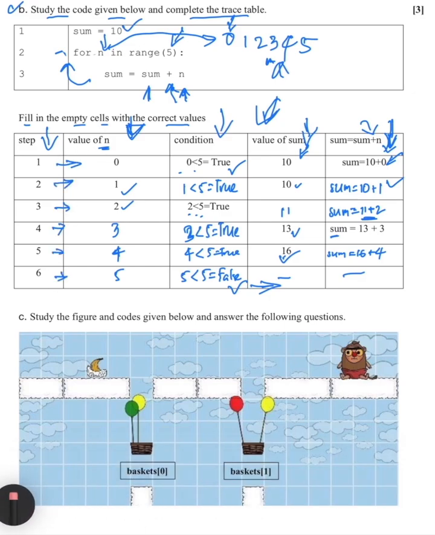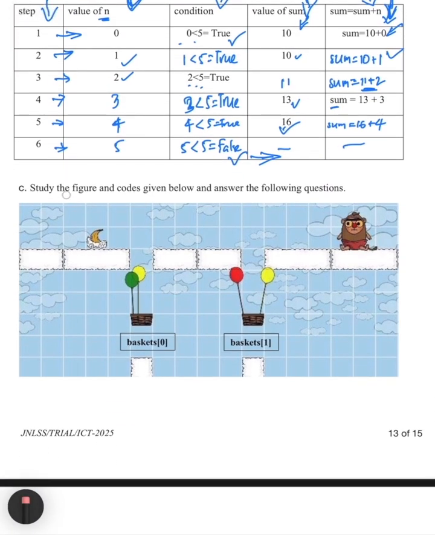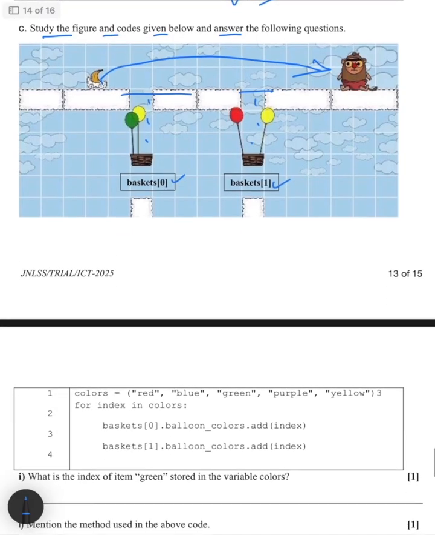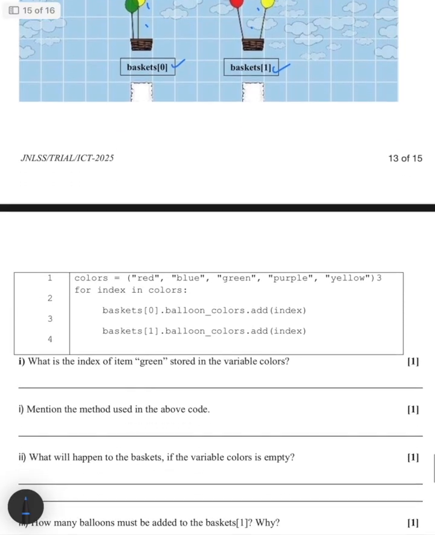These are not required. Now the next question is: study the figure and code given below and answer the following questions. Here we have two baskets, index 0 and index 1. It looks like we need 3 more balloons to be added in order for it to be at the same level for the banana car to reach the monkey. Here we have 4 lines of code. We have a set of colors, and we are looping inside the colors to add 2 balloons each.